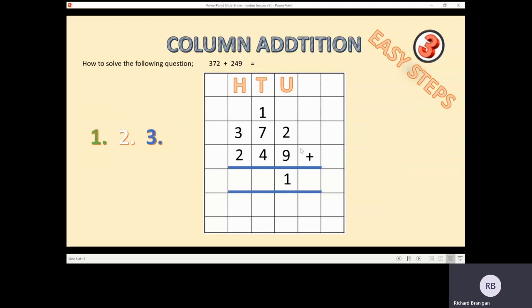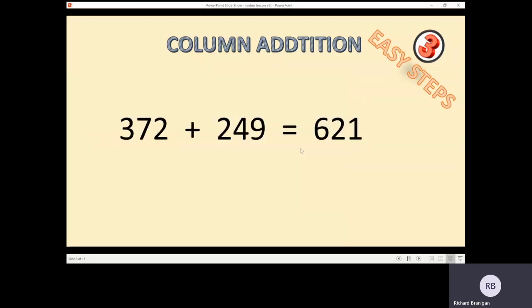So 12 tens are 120. So I have 1 hundred and 2 tens. My 2 tens will stay in the tens column, and my 100 I shall move across to the top of the hundreds column. And now I can add that column up. So 1 add 3 is 4. 4 add 2 is 6. Put my answer in there. And there we have it. 372 plus 249 gives us 621.